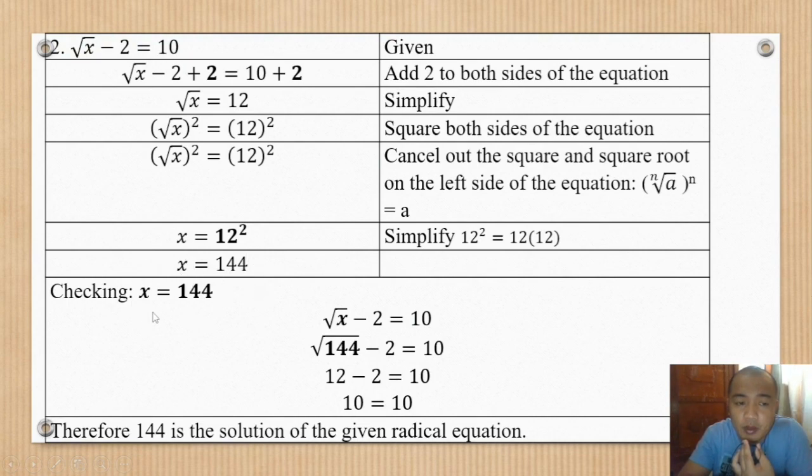Okay, nasolve na natin yung x. Last step, going to check our answer. Just write the original equation. Square root of x minus 2 equals 10. Then substitute x by 144. Square root of 144 is 12 minus 2, 10. 10 equals 10. So therefore, correct. 144 is the solution of the given radical equation.